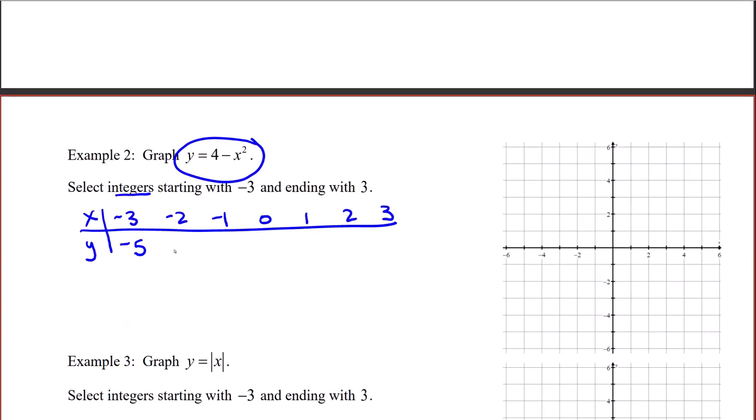So -2, 0, -1, 3, 0, 4, 1, 2, 3. And so we plot those points, -3, -5, -2, 0, -1, 3, 0, 4, and then a little what's called symmetry, right? The left and right hand sides are mirror images of each other. What goes up must come down. And I missed the points, you'll do better than I did.